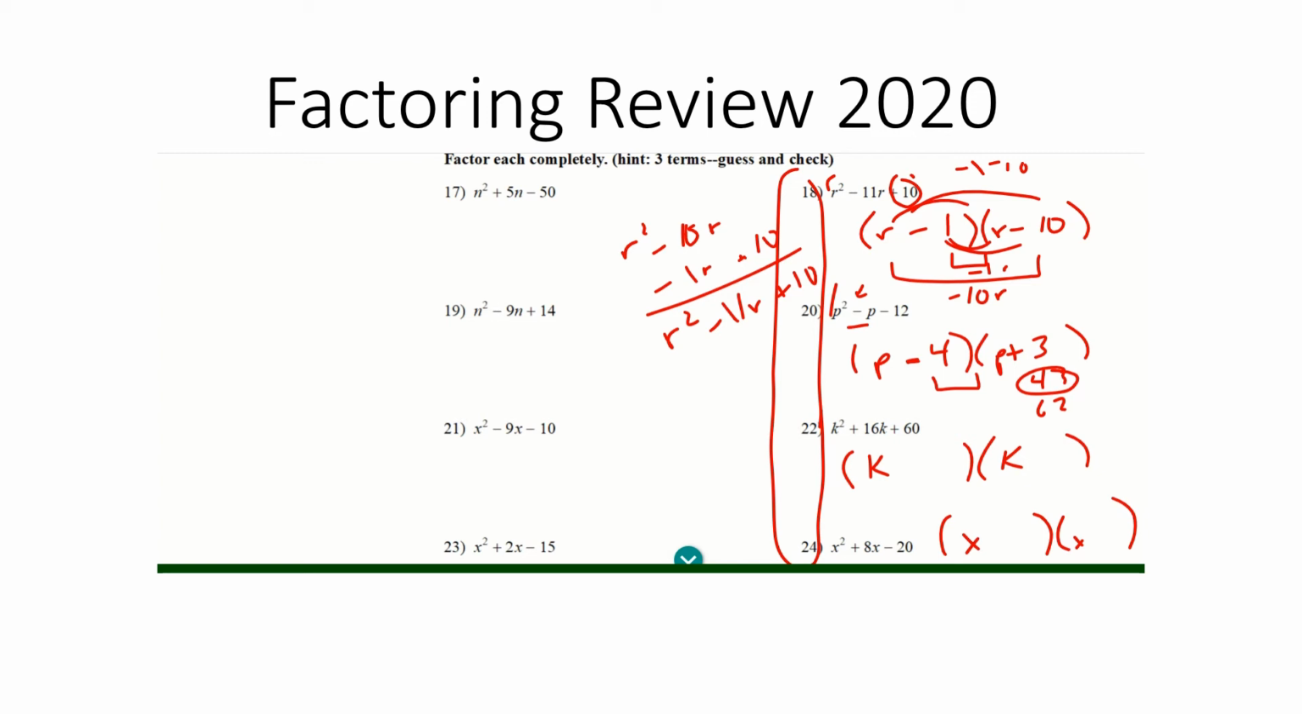Be careful and always check, because you can pick things. You can put 6 and 2 in there and they would give you the 12, but they're not going to give you the negative 1. The second to last one here, I have 60.